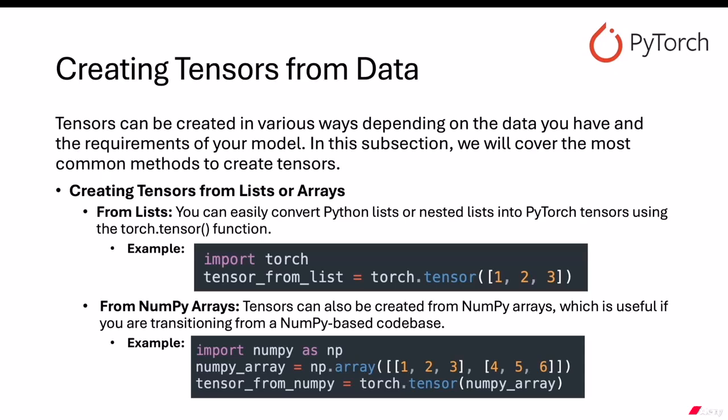From NumPy arrays. Tensors can also be created from NumPy arrays, which is useful if you are transitioning from a NumPy based code base. Here is an example where I am importing the NumPy library first as np and then numpy array equal to np.array where I am adding an array of arrays 1, 2, 3 and 4, 5, 6 into a bigger array. So it's a matrix. Now tensor from numpy equal to torch.tensor numpy array.